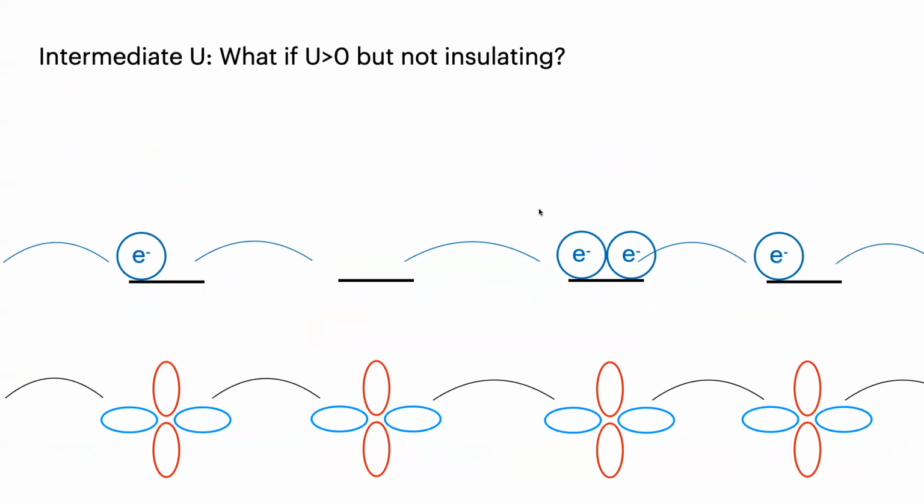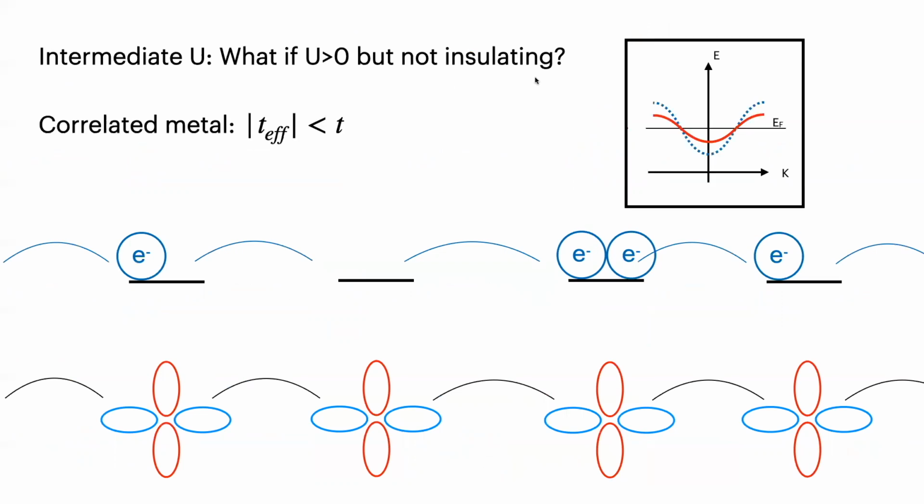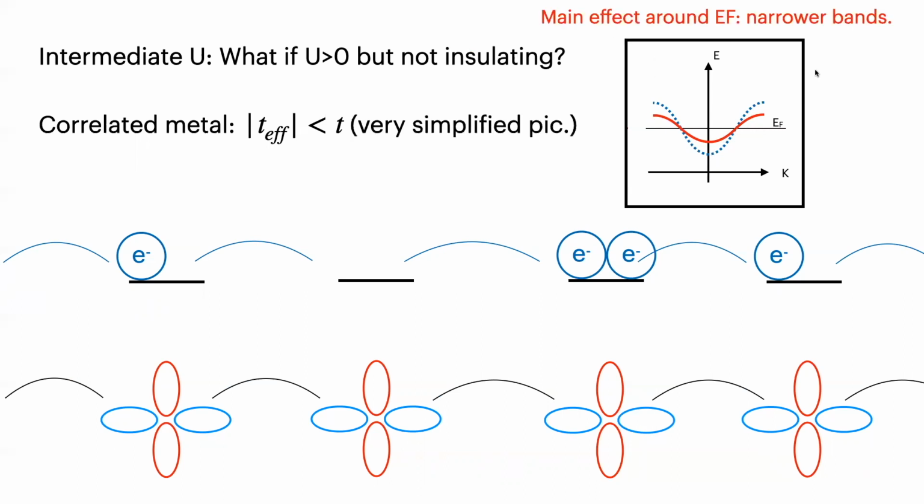Okay, but the thing is, we always have an electron repulsion, even in metals. So what if U is non-zero, but we don't have an insulating material? So one way to think of this, which comes from the Hubbard model and various slave boson models and the Gutzwiller approximation, is to just think of renormalizing the hopping. So this Hubbard U preventing hopping leads to a lower effective hopping. So this leads to this narrower band. So this mainly affects the bands around the Fermi level, of course.